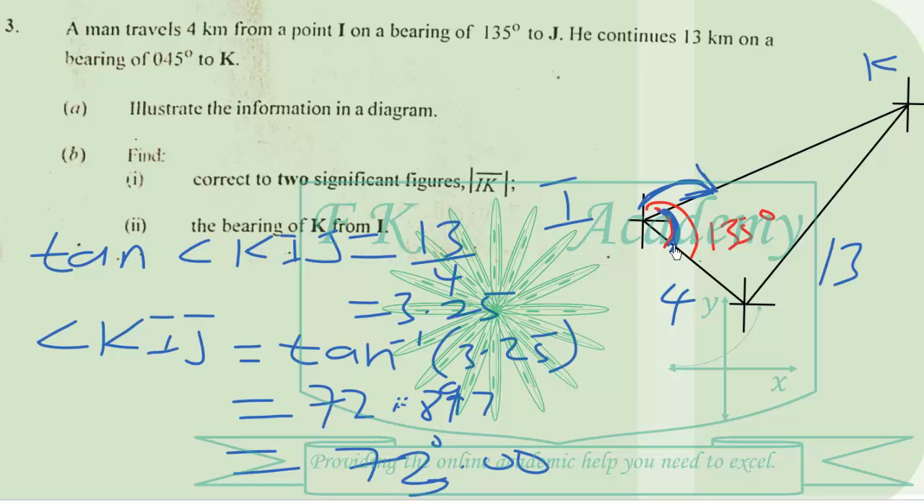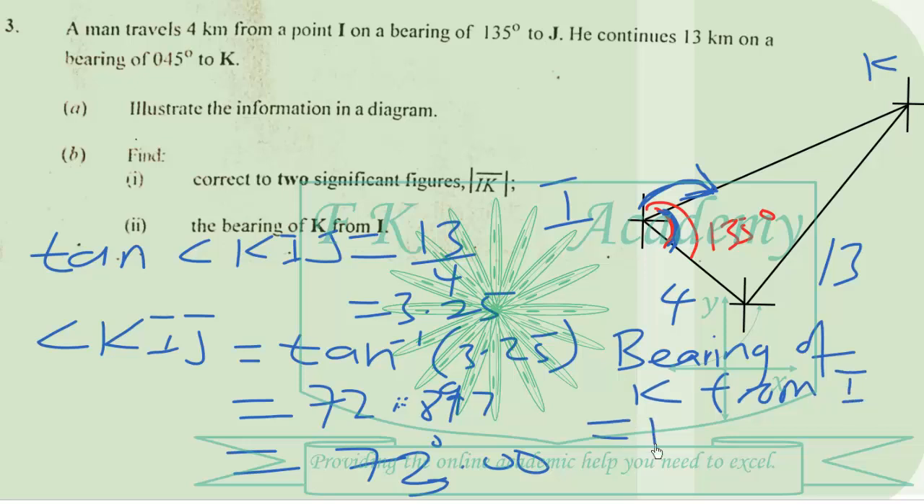So the bearing of K from I will be equal to 135 degrees minus 73 degrees, and that is going to give us 62 degrees. So that is the bearing, 62 degrees.